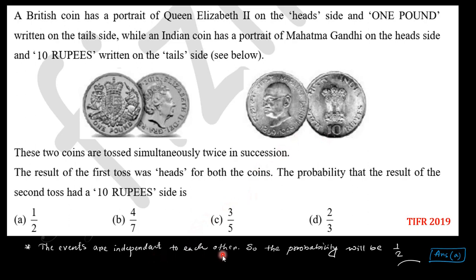These are independent of each other, they are independent events here. So it does not say that it depends on the first toss. That's why this probability will be half. The question is very long, but the answer is very tricky. Next question.